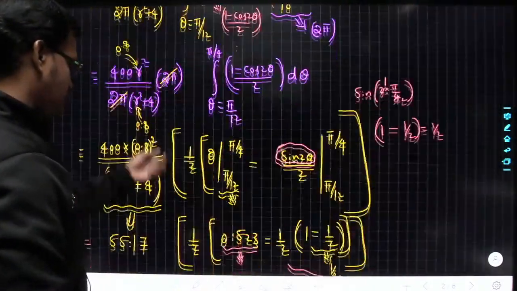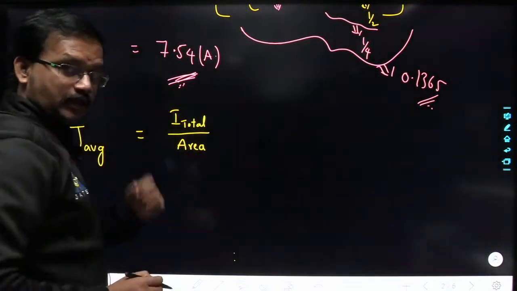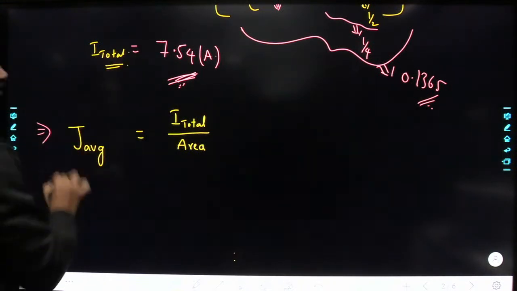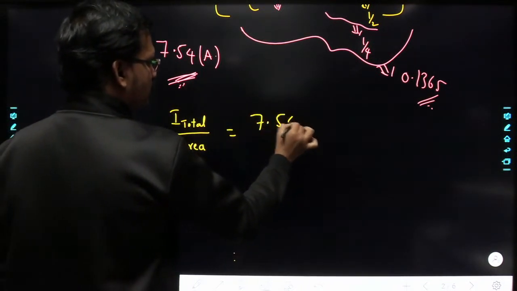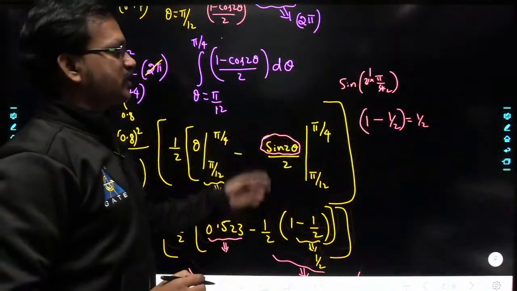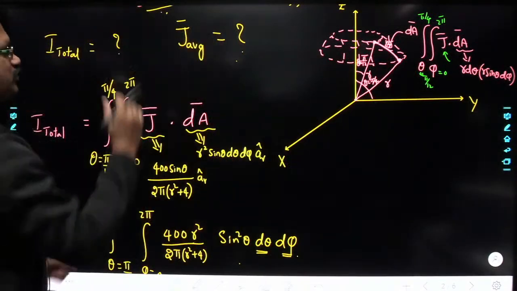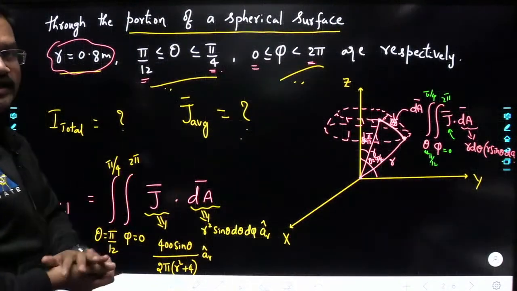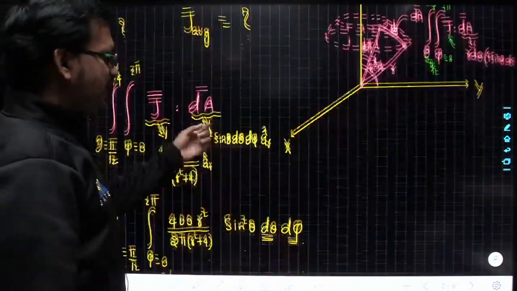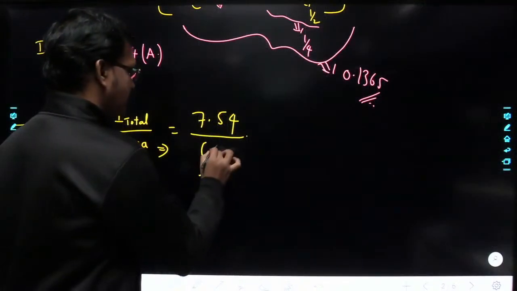So J average is equal to I total divided by area. So I total just now we have determined, that is 7.54 amperes. So this is equal to 7.54, and what is the area here? You have to consider the area of this portion. So what is the area of that portion here? If you want the area of that portion, you have to integrate over this range here. Yes or no? Okay. So what is the area? Tell me, what is the area? So area is nothing but you have to write double integral dA.